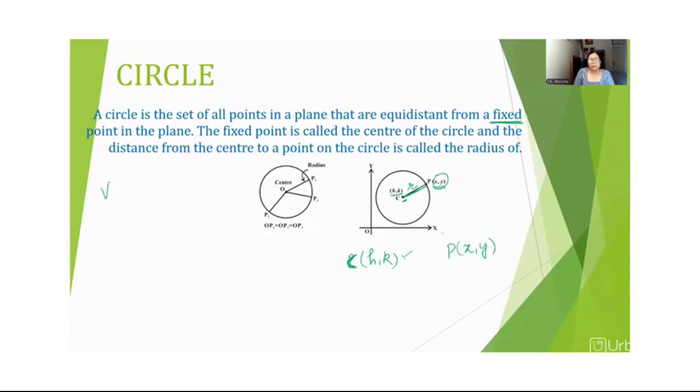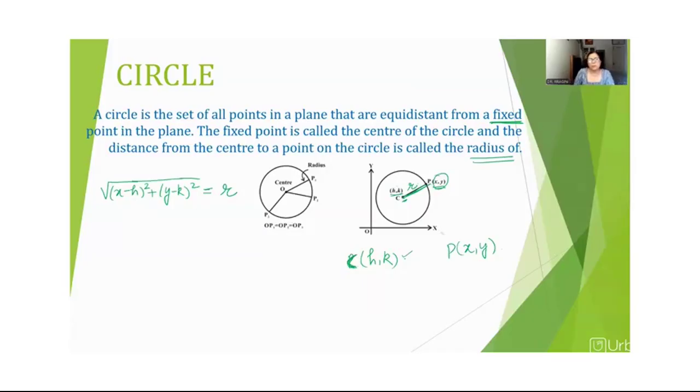So we can write here the square root of (x minus h) whole square plus (y minus k) whole square is equal to r. This is the distance formula between 2 points. You had learned this in class 10. The distance between these 2 points is called the radius. This is called the radius of the circle. I have just applied the distance formula from this fixed point to a general point on the circle.